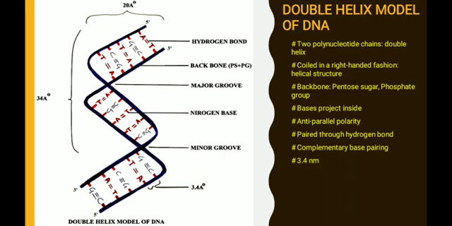And the length of one complete turn of the DNA molecule is 34 Angstrom. 34 Angstrom means 3.4 nanometer. That is the length of one complete turn. The reason is the distance between the adjacent base pairs.